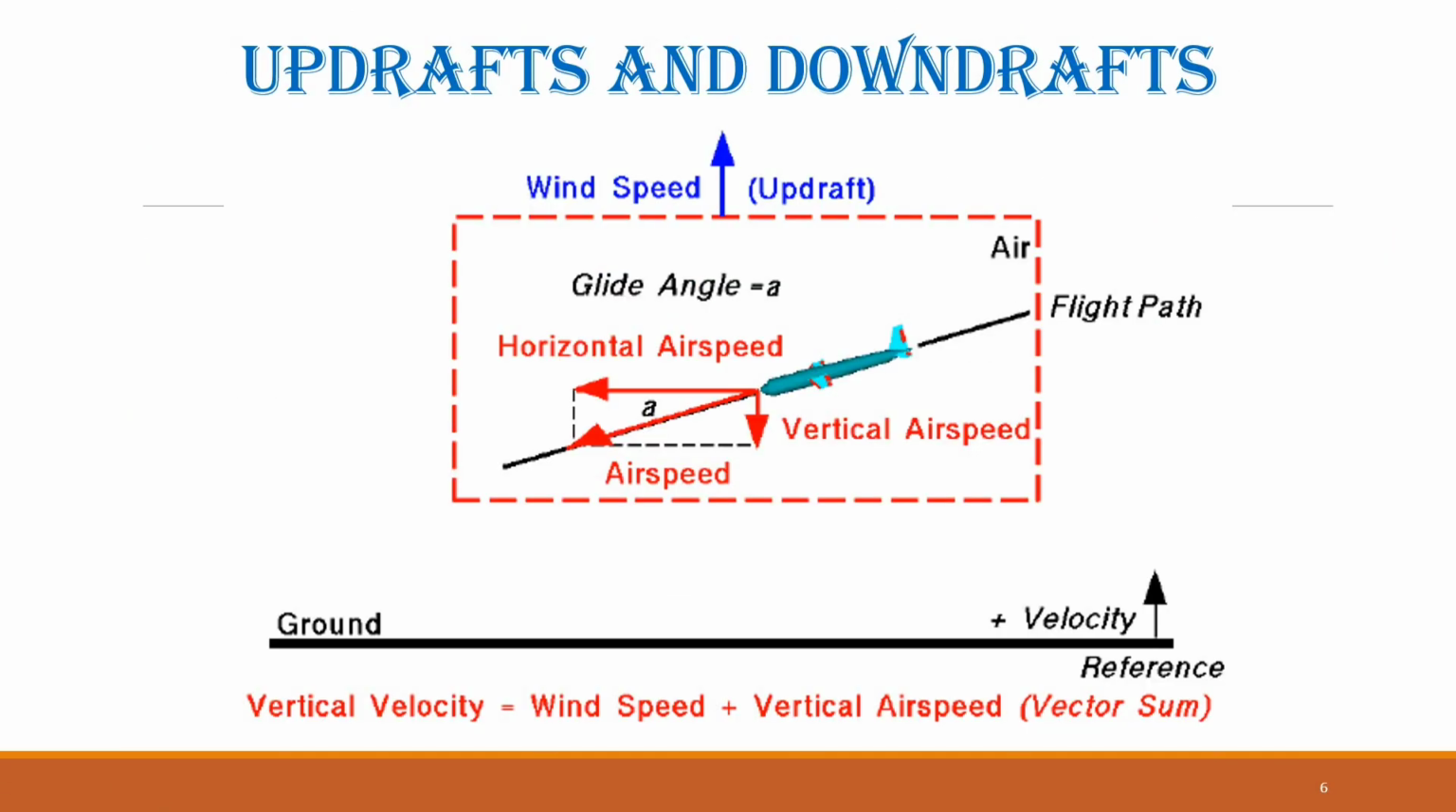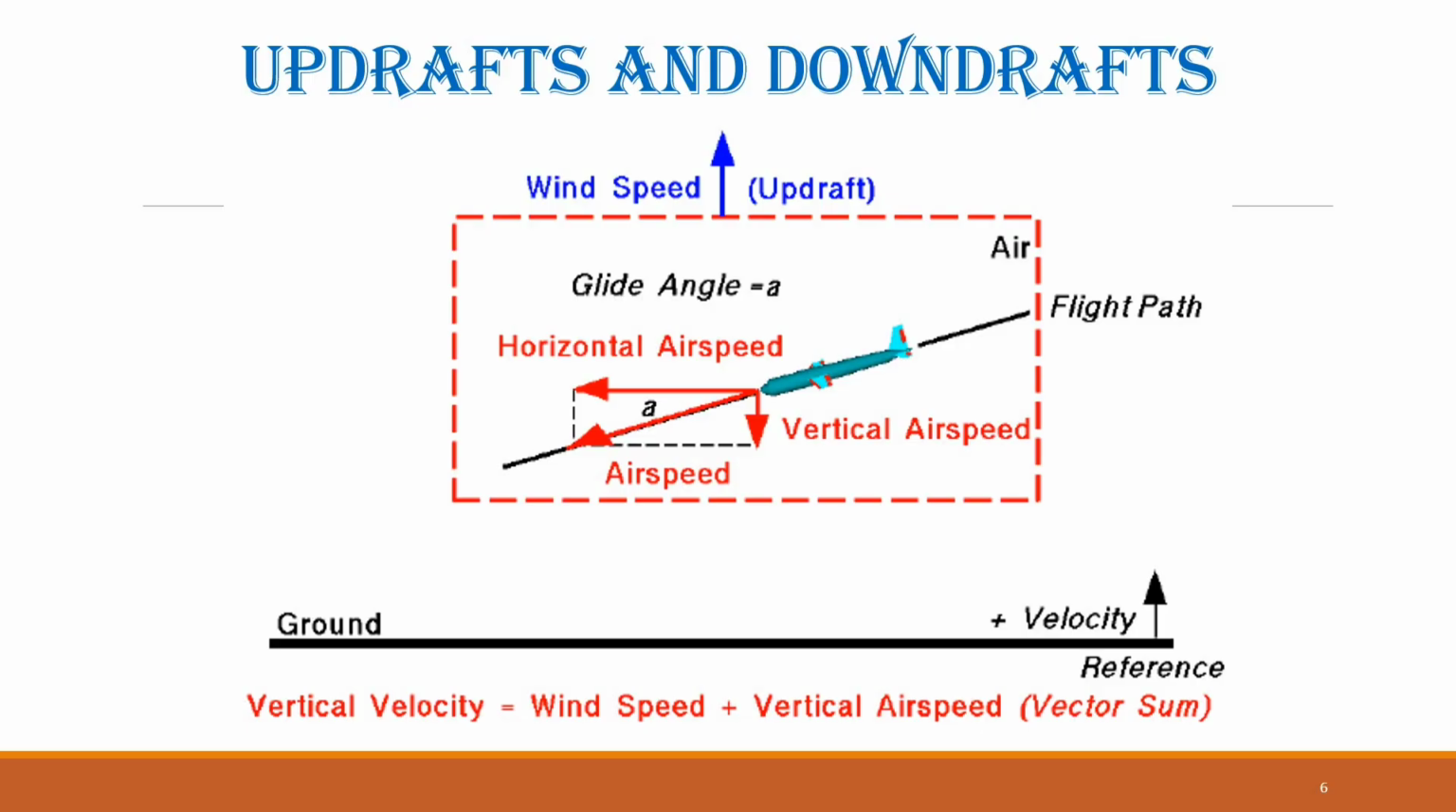Updrafts and downdrafts. One of the early challenges in learning aerodynamics is understanding relative velocity, how motion looks different depending on the frame of reference you choose. Aerodynamic forces arise when an object moves through the air, but the air itself can also be in motion. Because these forces depend on the square of the velocity between the object and the air, it is important to define velocity in a clear, consistent way.